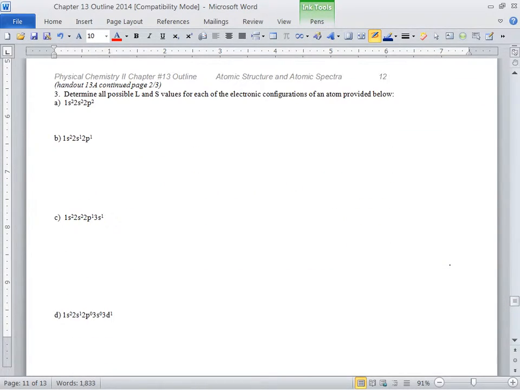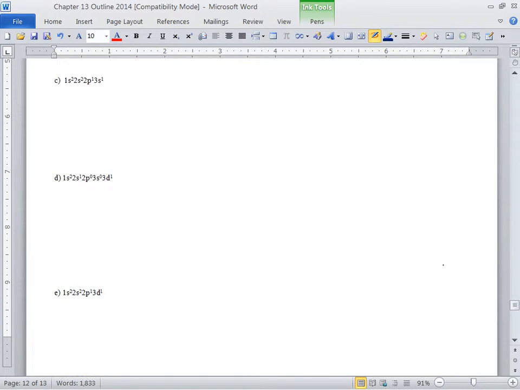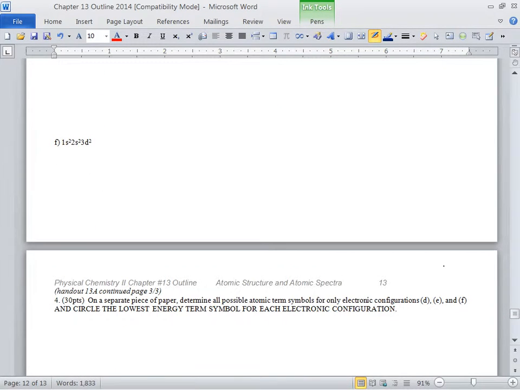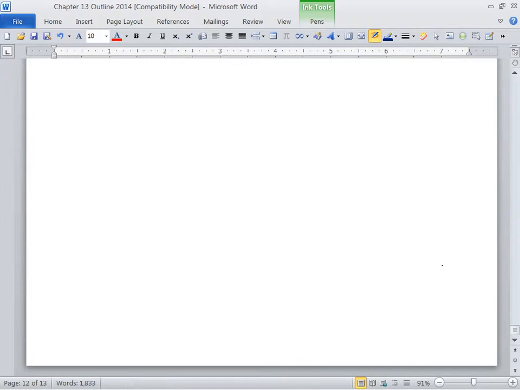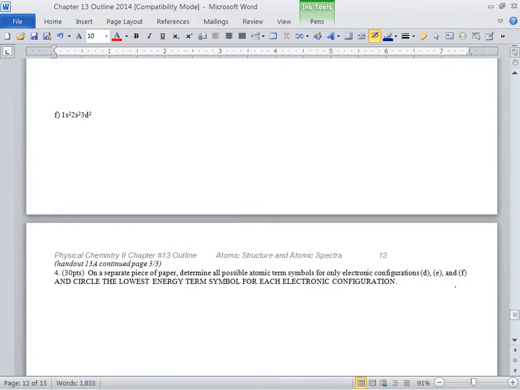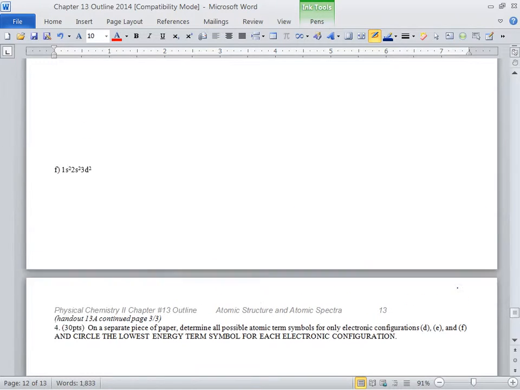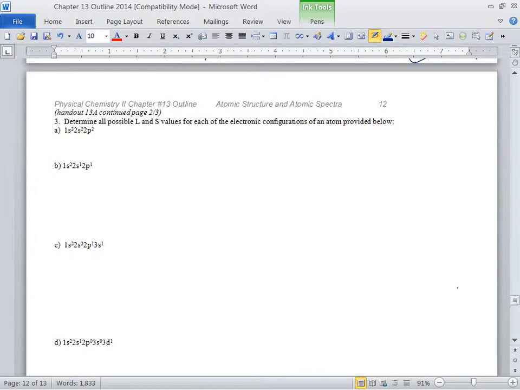So now we're on page 2. You have these electronic configurations, and they want you to determine all the possible L and S values. Ridiculous, right? But then once we do that, it's not so bad. And then down here, we're going to write the term symbols.